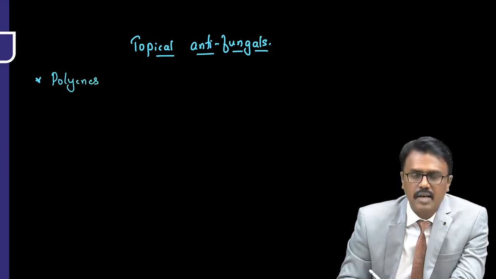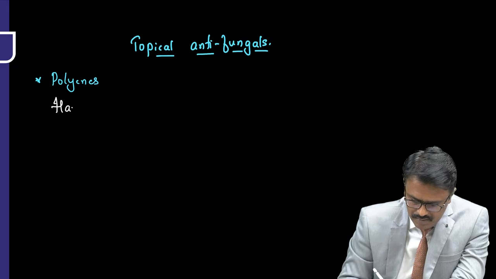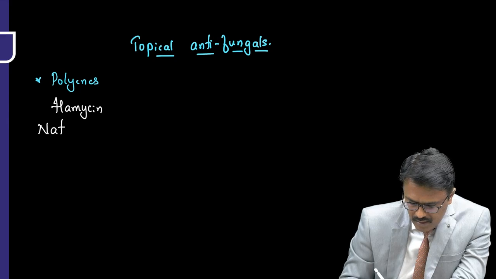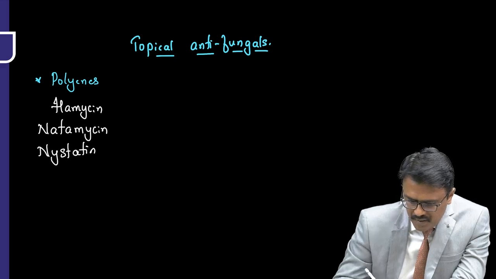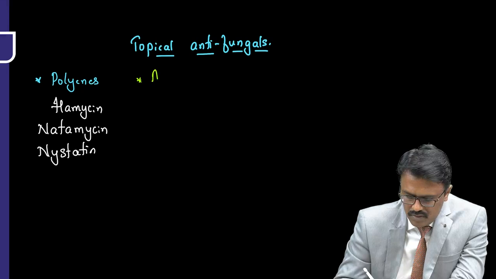So what are the polyenes we have? They are called amphotericin, then natamycin, and nystatin. These are given as topical. Then we have azoles, which are given topical. Yes, you already know them.